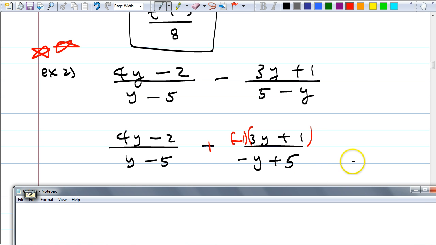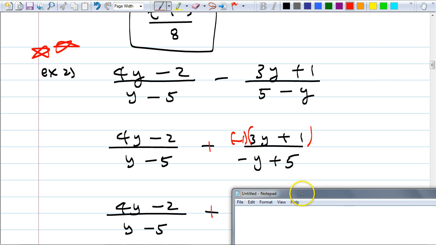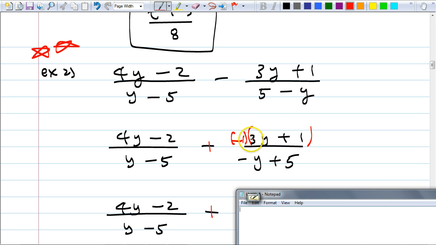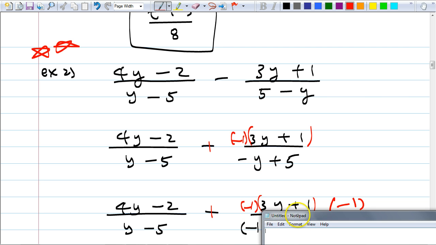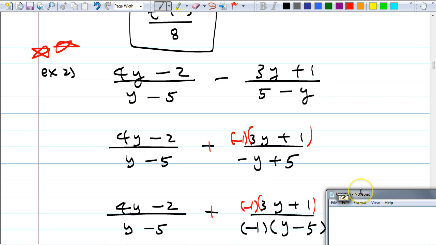After you factor out a negative 1, look at the denominator. Do you think it's best to have the leading coefficient of the polynomial be negative? No. How can I make this positive? Factor out a negative 1. Remember, we like to write things in standard form, and we want the first term to be positive. So on the top, I get negative 1 times 3y plus 1. On the bottom, when I factor out a negative 1, I get y minus 5. And we like that, don't we?